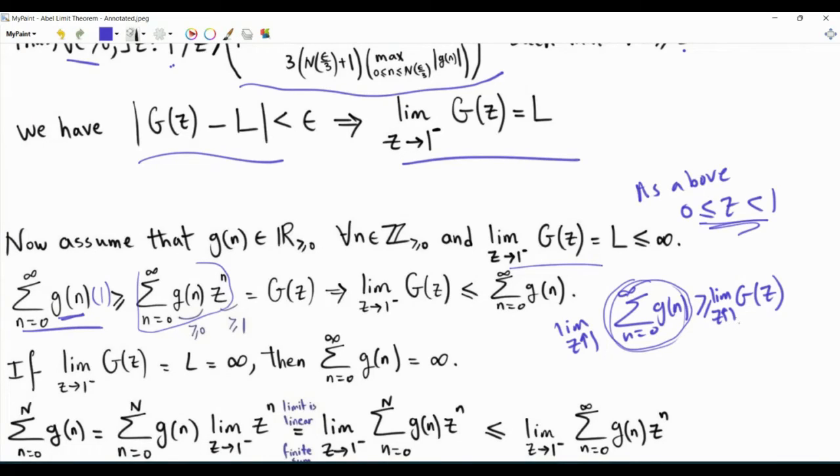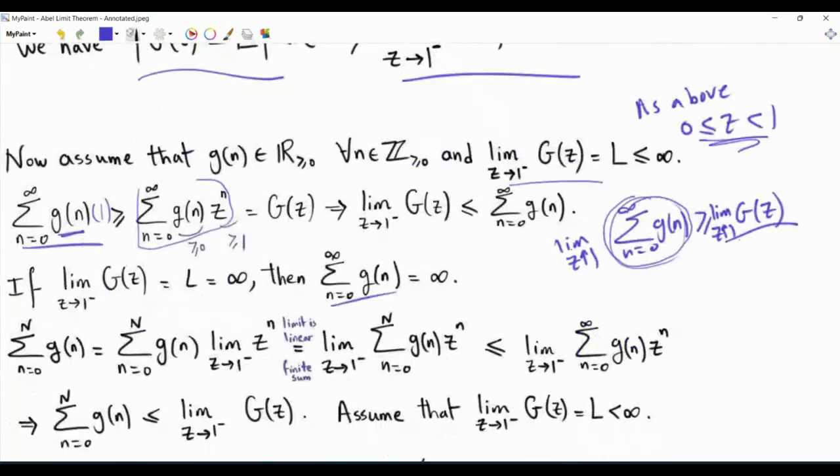And on the right-hand side, we have the limit. And this limit is L. Suppose that the limit is indeed equal to infinity. So in that case, this summation here is lower bounded by infinity. So this summation of g of n, which in our case is real valued and non-negative, must be plus infinity. So this is the situation in which the limit of the generating function is infinity. What if the limit is finite?